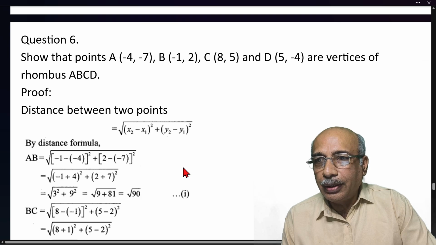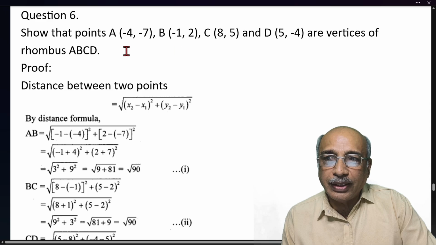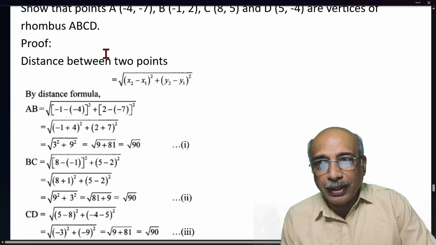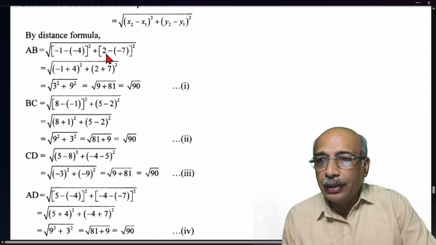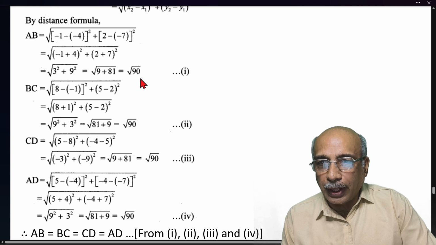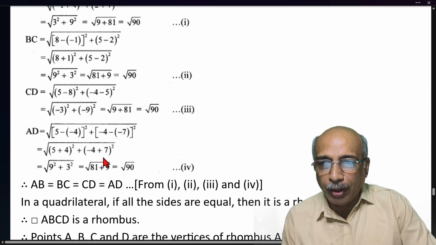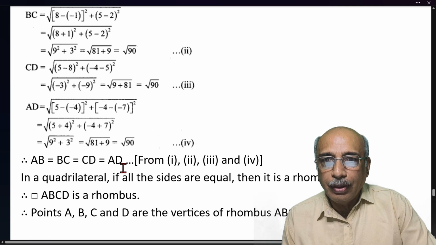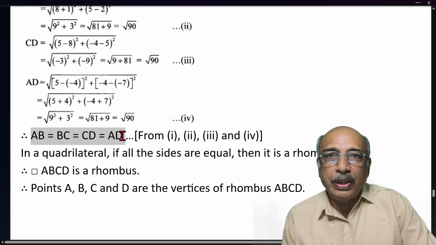Next question. Show that the points A, B, C, D are vertices of rhombus ABCD. Again, by distance formula, find out the distance between all the 4 segments. AB equals root 90, BC equals root 90, CD equals root 90, and AD also equals root 90. From equation 1 to 4, AB equals BC equals CD equals AD.